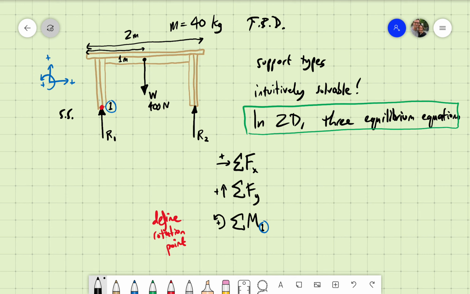Okay, let's work through these. In the horizontal direction, we list off all the forces and we know that they will all equal 0 because this table is not accelerating anywhere.